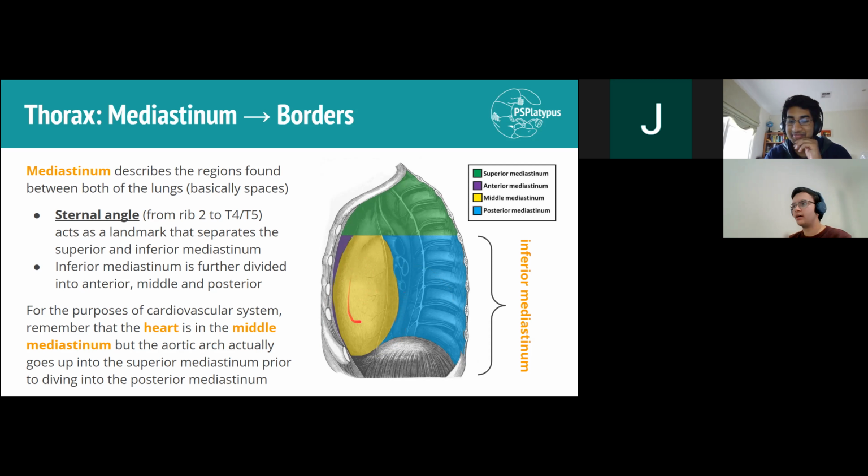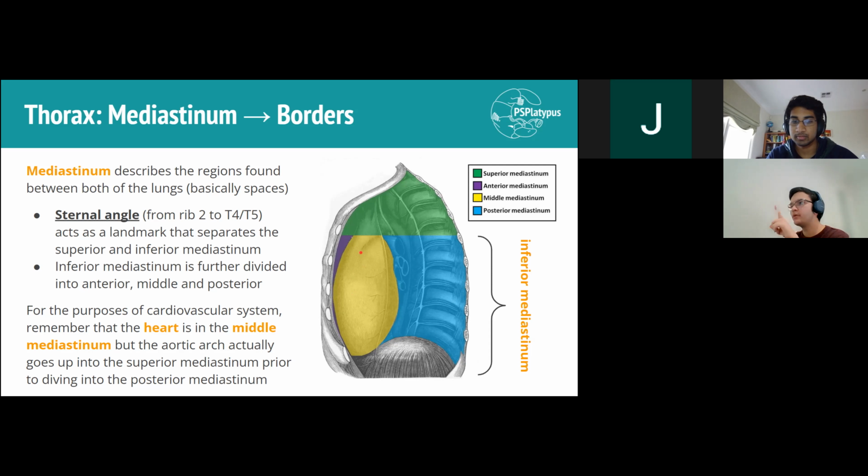So if you think about the pericardial sac around the heart, everything in front of it is going to be the anterior. Everything inside it, which is basically just the heart and some of the other vessels, is going to be middle, and then everything behind it is going to be posterior. So pretty intuitive. And for the purposes of our system that we're discussing, remember that the heart is in the middle mediastinum, but because the pericardial layers also go around some of the vessels that come out of the heart, it's not just the heart, it's also the aortic arch that will start in the middle mediastinum.